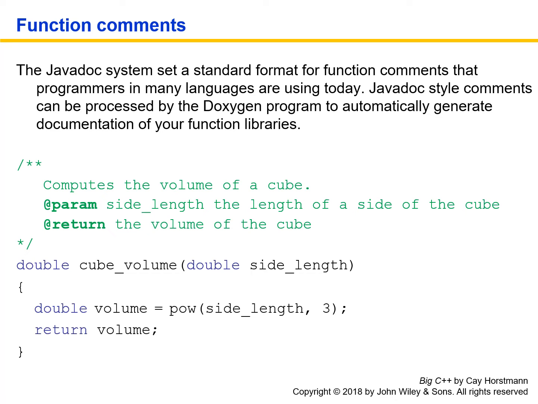The developers of Java wanted to be able to easily and automatically create documentation for their code. So they created this function comment style that you start with the /**. You have a single line that defines the purpose of the function, and then you have an @param line for every parameter that the function takes, and an @return line to define the return value of the function if it has one.